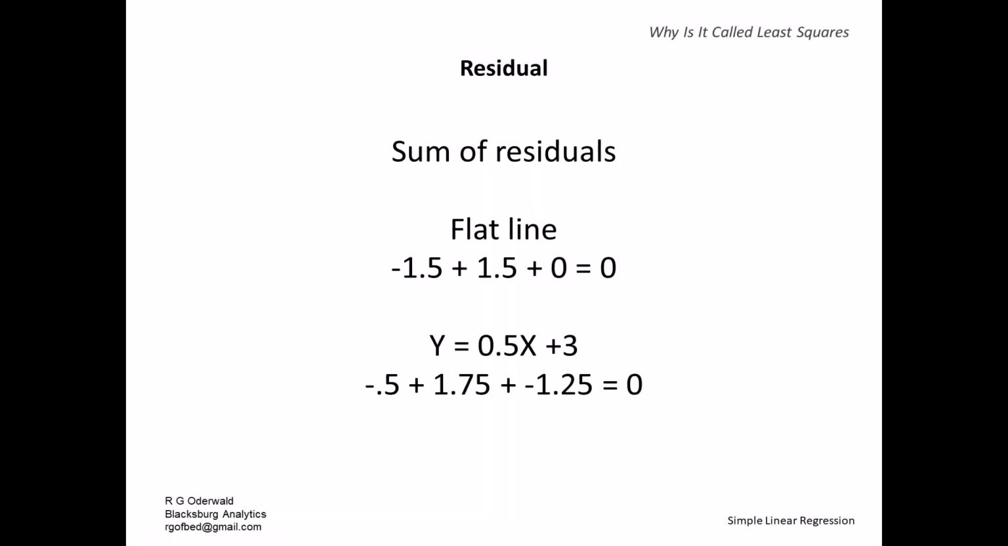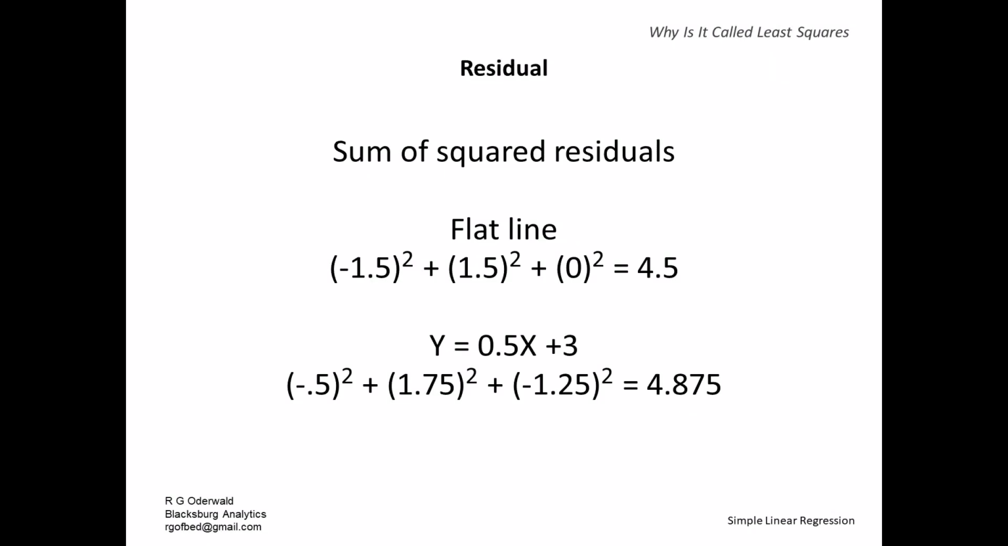In both cases, the sum of the residuals is 0. In fact, the sum of residuals will be 0 for any line that goes through the average x and average y. That means the sum of residuals doesn't show that one line fits better than any other. Squaring the residuals makes all of them positive and different for each line.